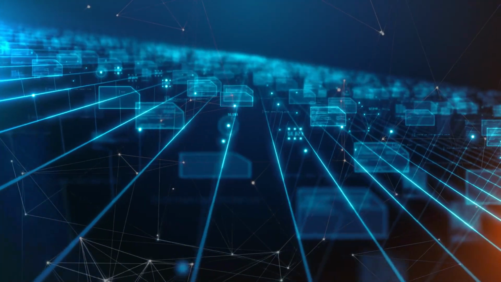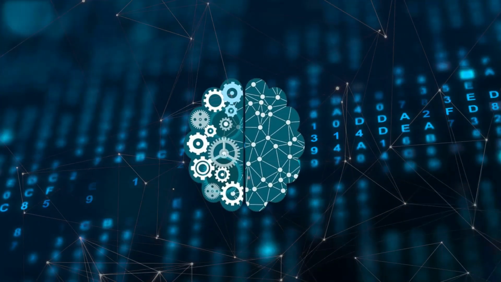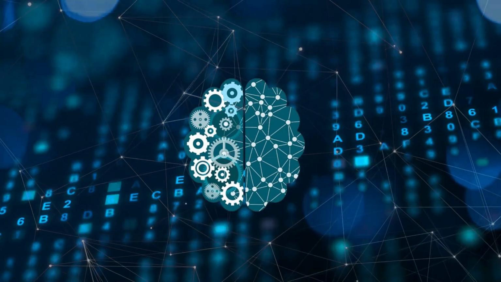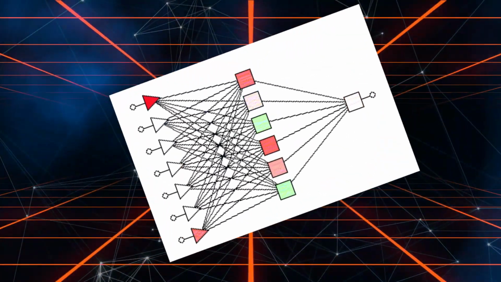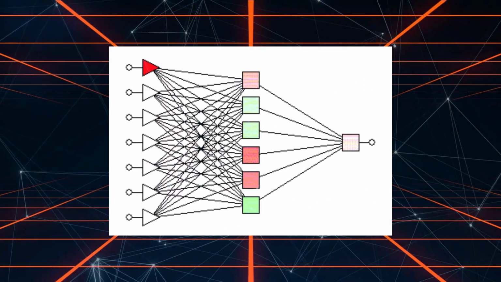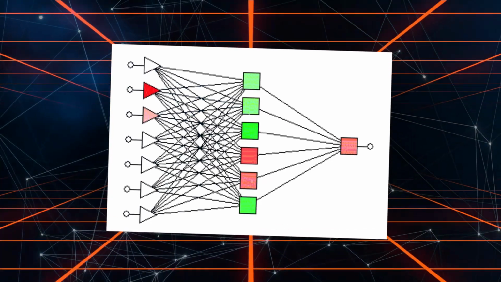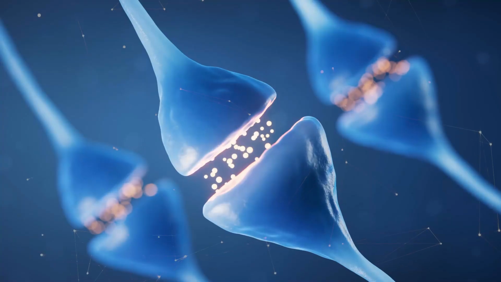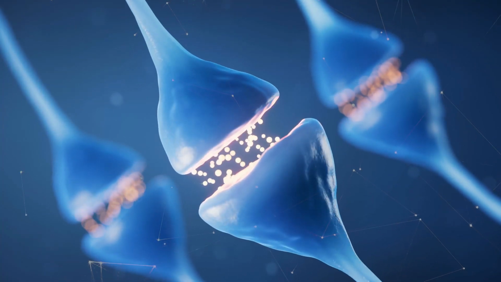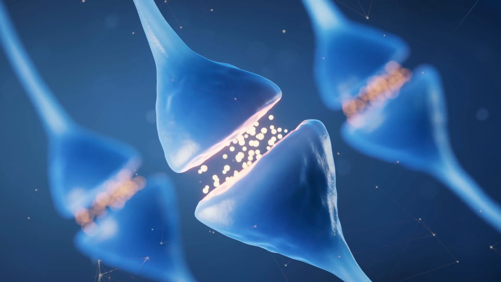How they work. Neural networks process data by passing it through multiple layers of neurons. Each neuron receives input, processes it, and passes the output to the next layer. The network adjusts weights and biases through training to improve accuracy.